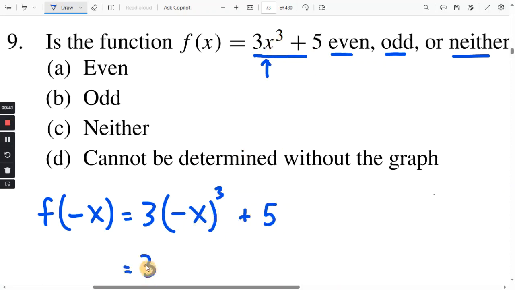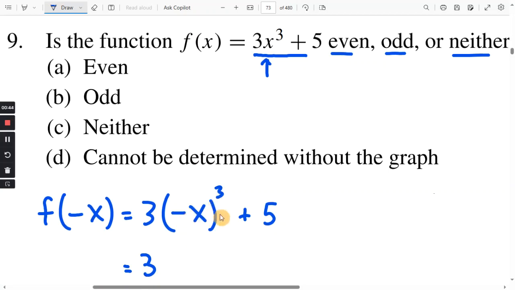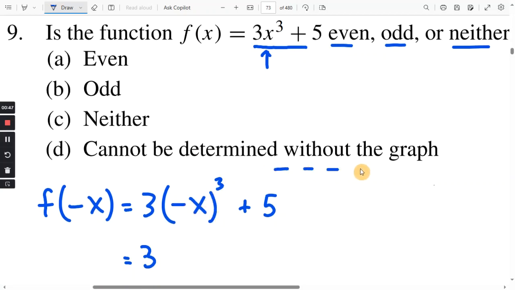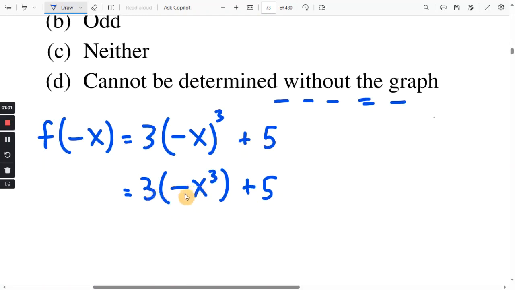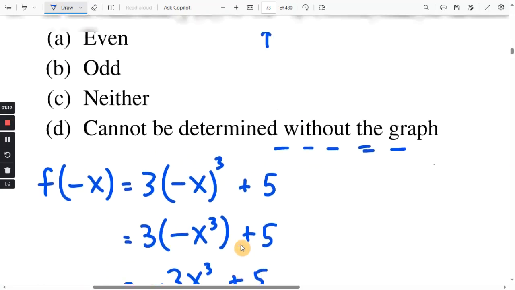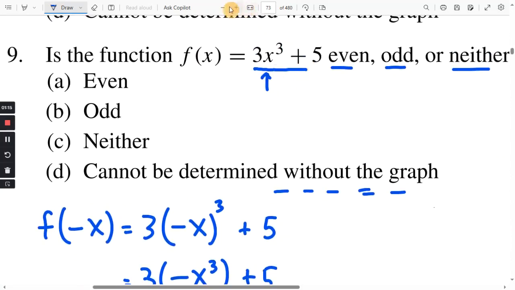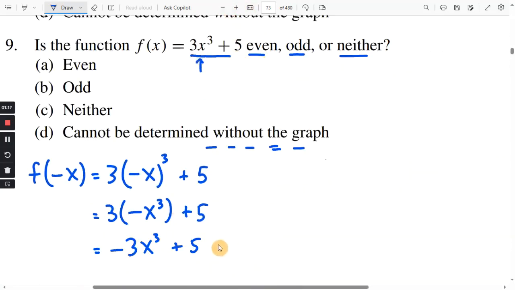All right, so we have 3 and negative x to the third. If you multiply a negative 3 times, that's going to end up being a negative. So this is just going to be negative x to the third plus 5. And now since this is positive times a negative, we can just take the negative and put it out front. So it's negative 3x to the third plus 5. Now look at this here and look at the original. Does what we got equal the original? No, this does not equal the original.